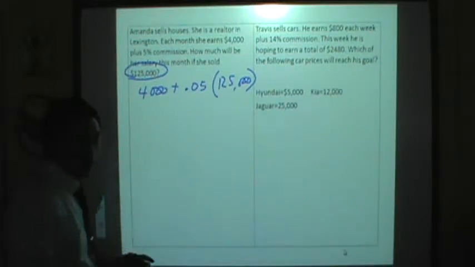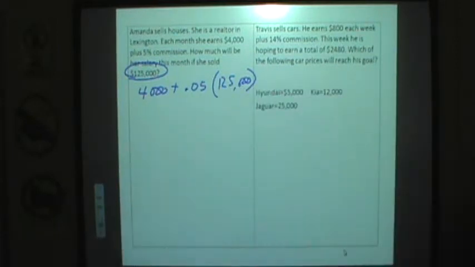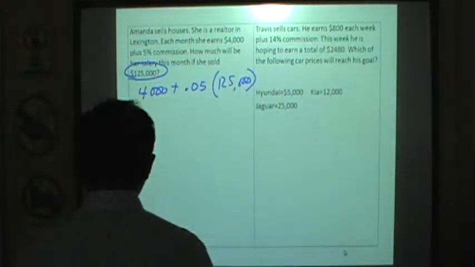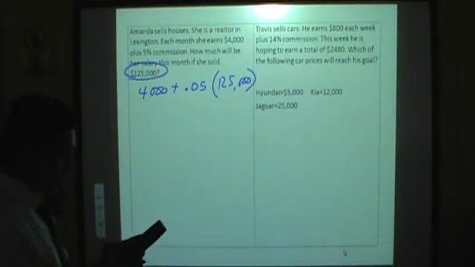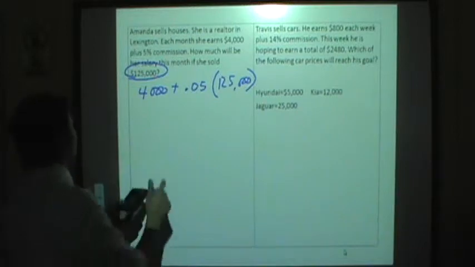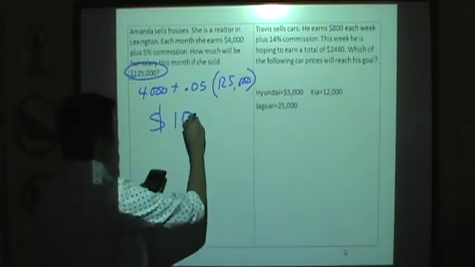So at this point, let me see. I'm thinking about not giving you the answer, but let me go ahead and give you the answer for this one. Plus 0.05 times 125, 1, 2, 3, 3 zeros. Here you go. Ooh, that's a lot of money.